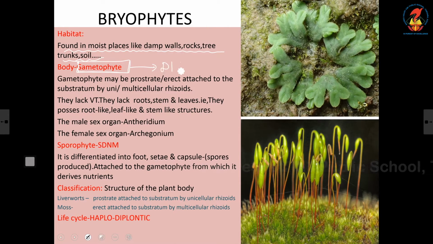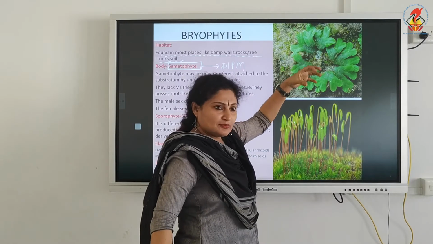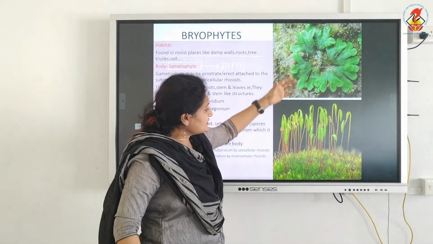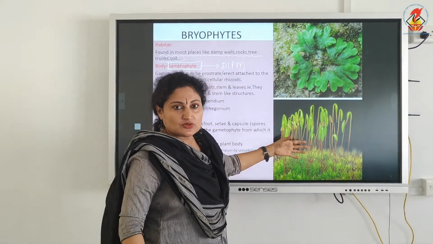So I am going to fill in our abbreviation DIPM. So here the real plant body is a gametophyte which is dominant, independent, photosynthetic and multicellular. So I am going to describe the gametophyte. These are the two bryophytes that I have pulled out. Now this is also very familiar to you all. It is a bright green color you can see on the walls. This is a dark green color which you see on the walls.